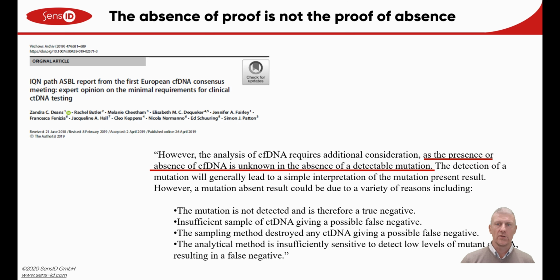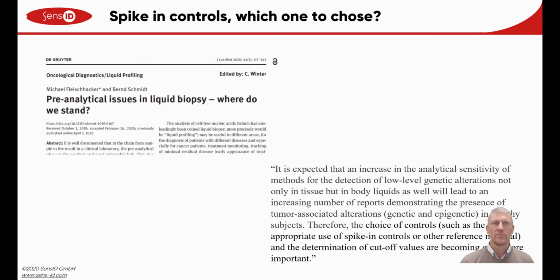You only know if it's not there if you use a control where it's certified that the mutation is not there, and the other way around. Add the mutation, run the detection. If you find it, it's correct. If you don't find it, you have an issue in your protocol, in your technology. So it's a very important one to remember, especially as ctDNA goes lower and lower in requested AFs.